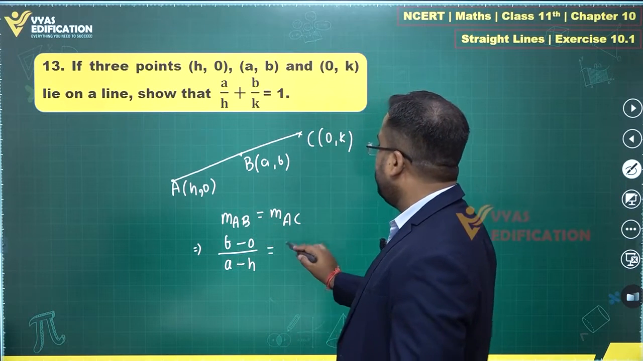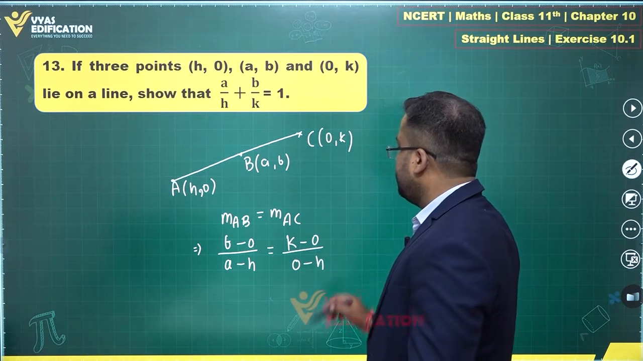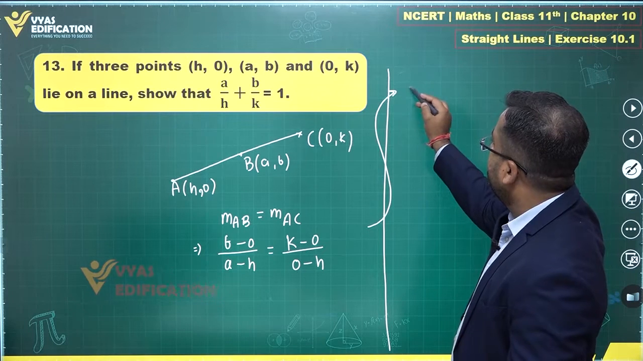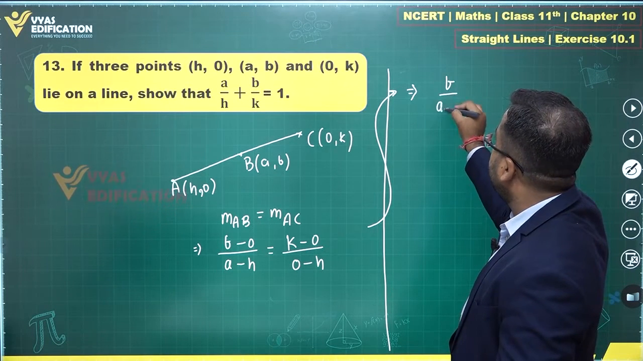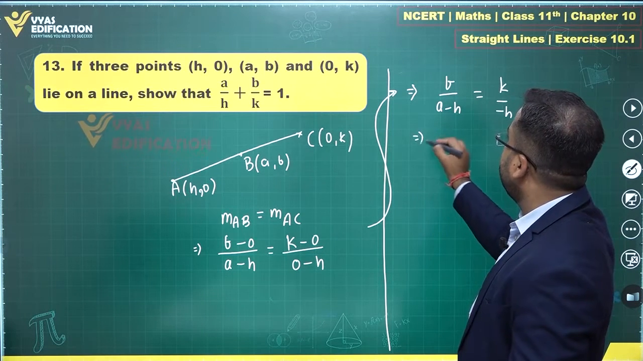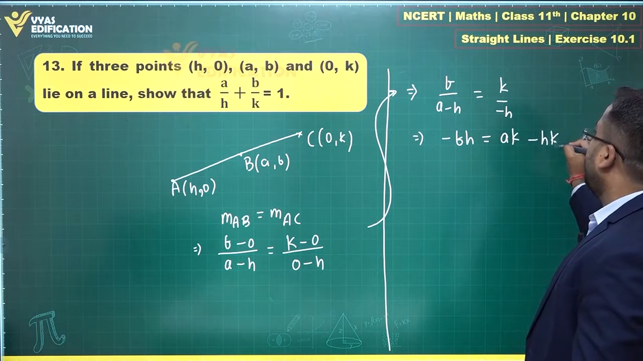And m of AC will be (K minus 0) upon (0 minus H). This is what you get. Simplifying this further tells me that B upon (A minus H) will be equal to K upon (minus H). Let's simplify. Minus BH is equal to AK minus HK.